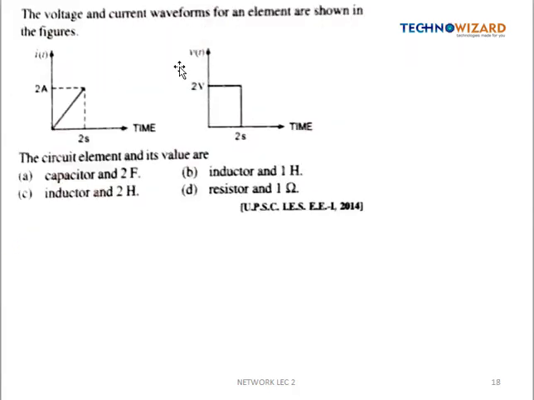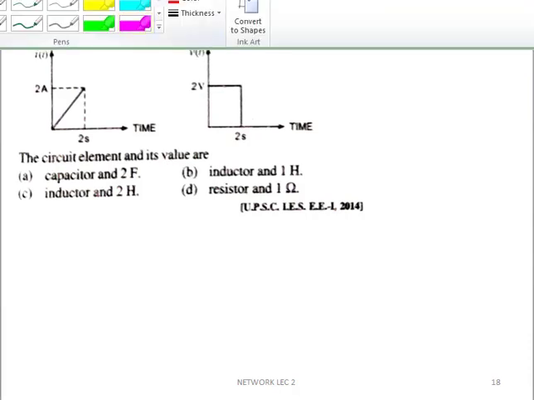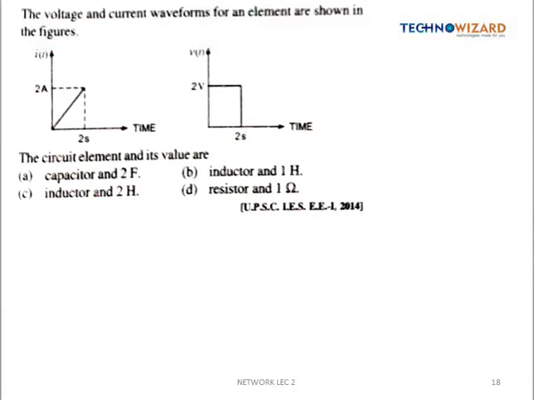So next question is this. Okay, so in this question they have given us the voltage and the current waveform for an element, as shown in the figure. Okay, so they have given us a current waveform and a voltage waveform. We need to find out the circuit element and its value.